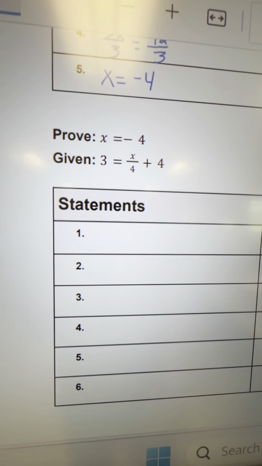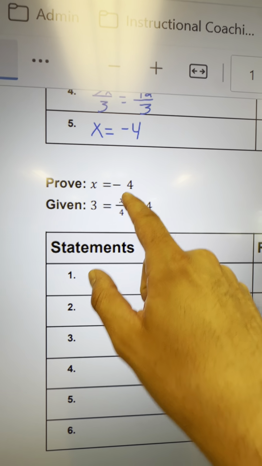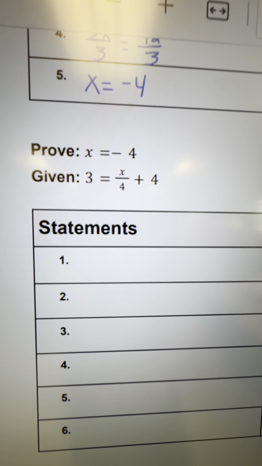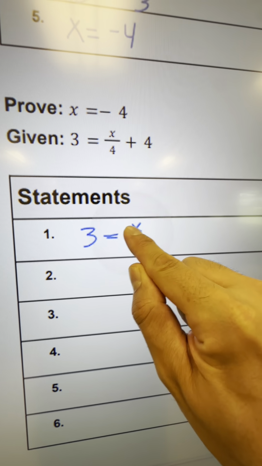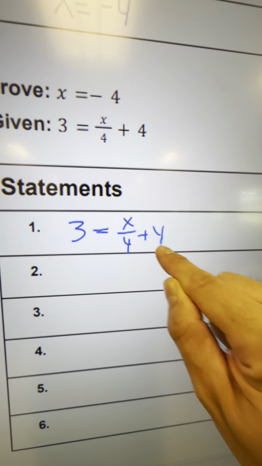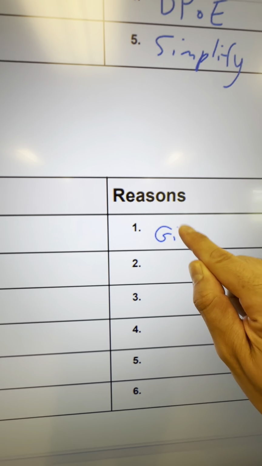All right, here's example number 2. Prove x is -4, given this equation here. We're always going to start off with the given equation. So 3 equals x over 4 plus 4, and the reason will be given.